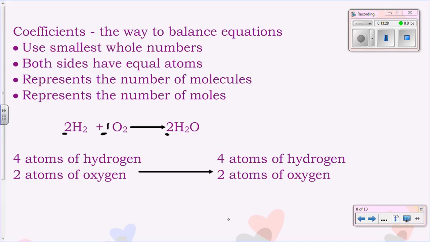And then let's look at our products. 2 times 2 is 4 atoms of hydrogen. 2, this is understood to be 1, is 2 atoms of oxygen. Now, these numbers, or your coefficients, are going to be representative of both molecules or moles. So that's why we are studying moles.